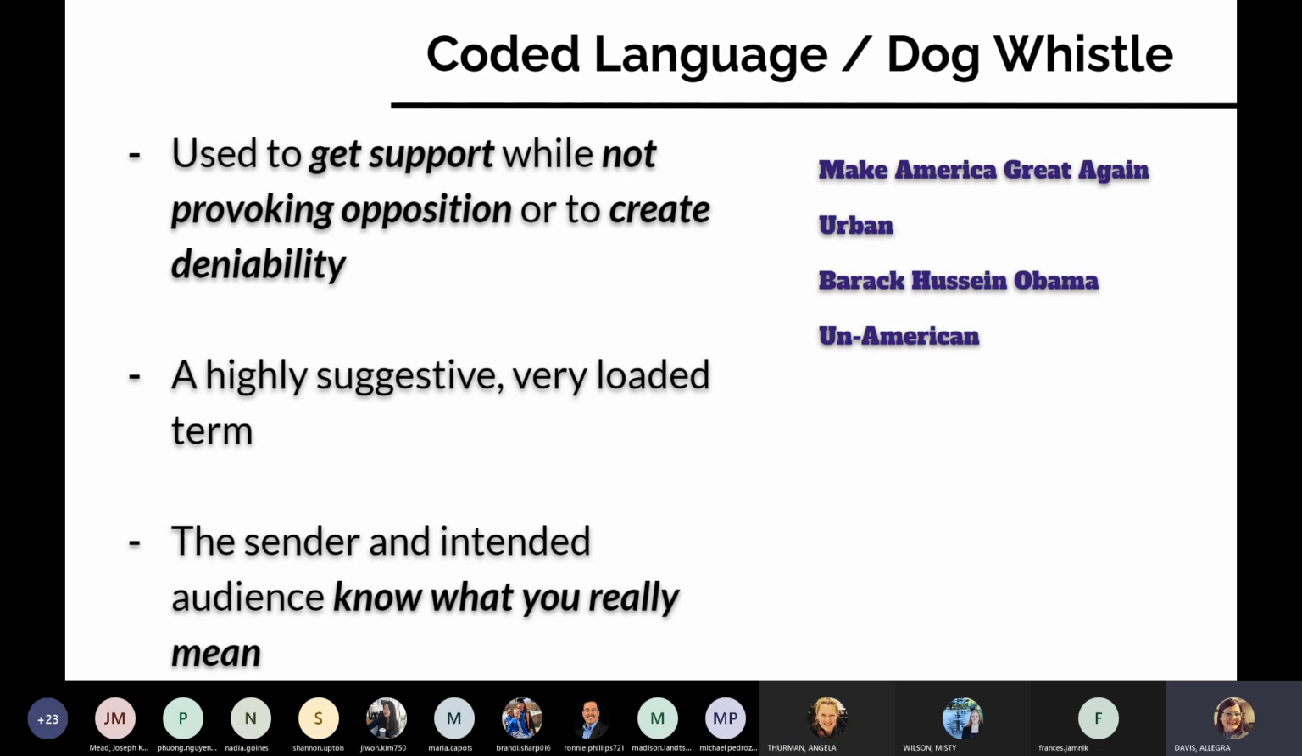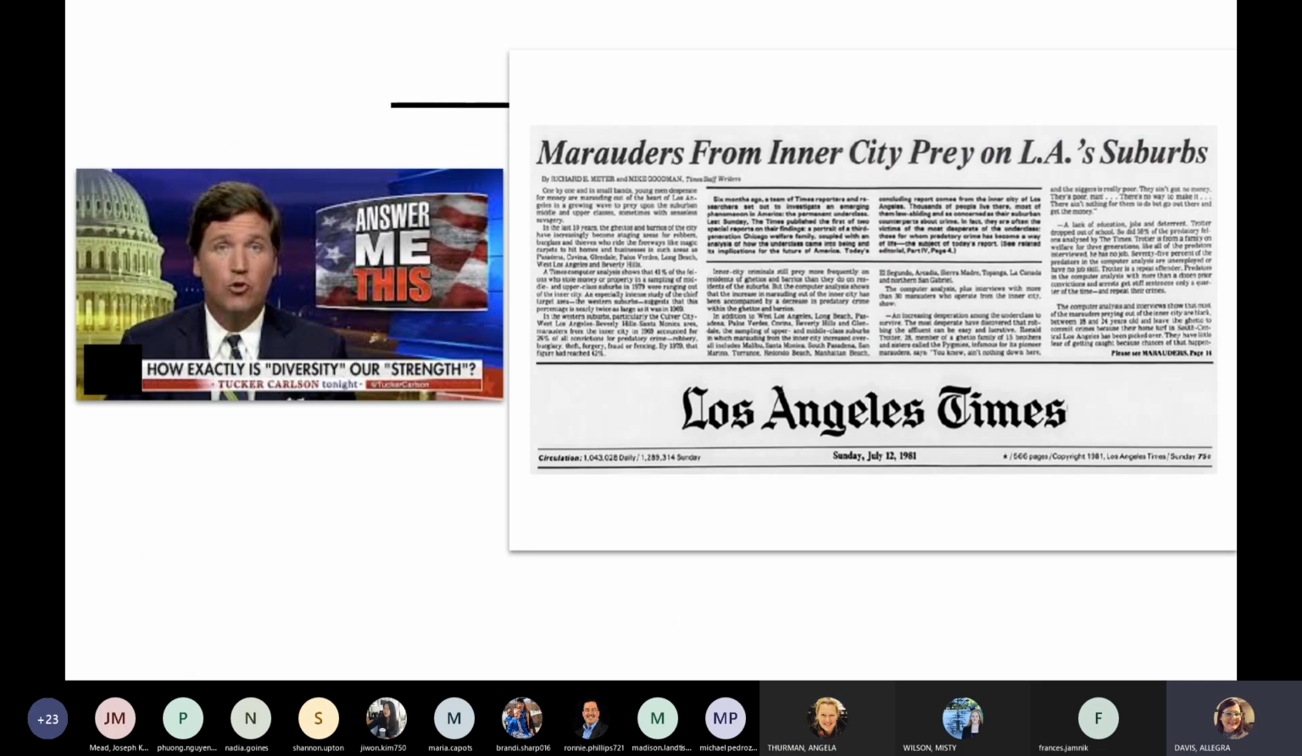So this is kind of an exaggerated version of loaded language, and it's coded language, which rhymes. So, here's some examples. Same with urban, when we talk about inner city, preying on the suburbs, this is a code for saying people of color were going into predominantly white neighborhoods. That's just a code. And if you're looking for it, if you're aware of it, then you know it. And that's from 1981. That headline is older than me.